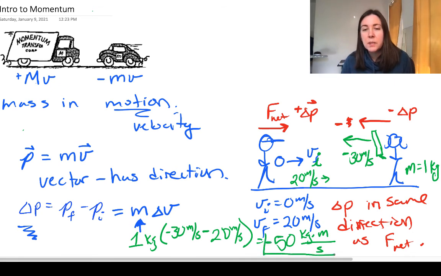But this is going to be negative 50. So the change in momentum is negative because the net force that the bat imparted to the ball was in the negative direction as well.